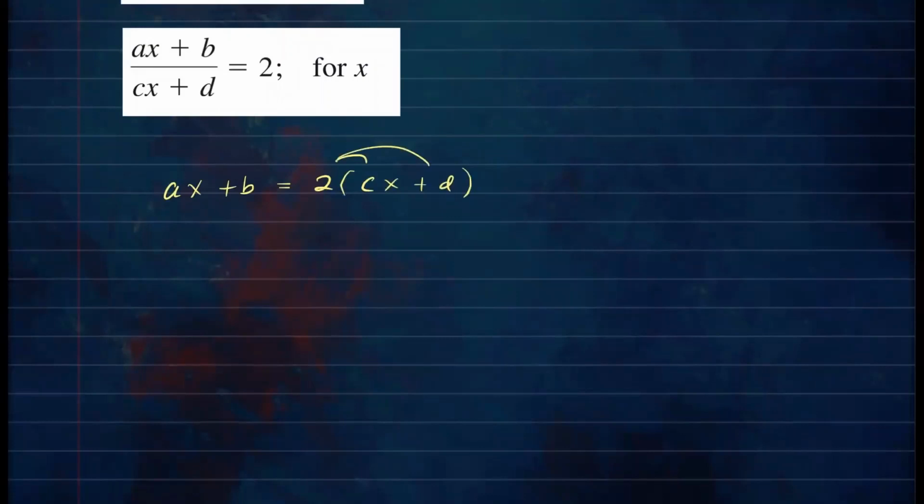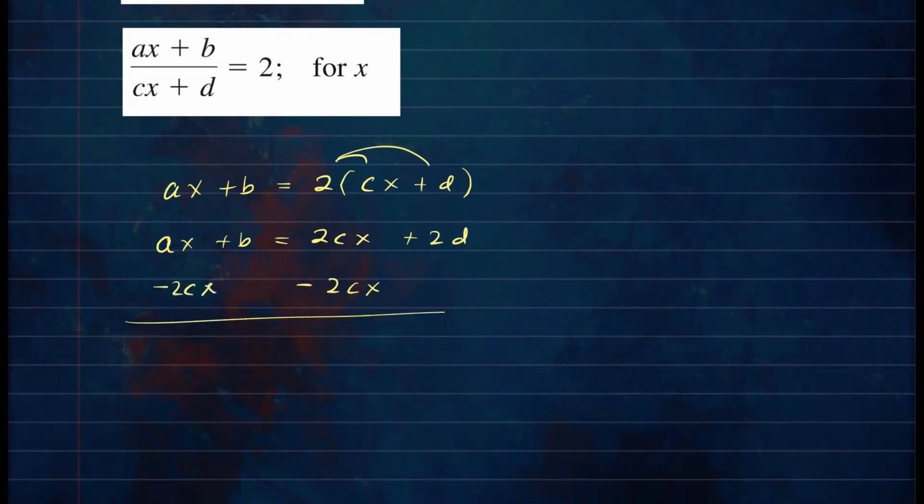And then here I can distribute so I can isolate the x. You have on the left-hand side ax plus b is equal to 2cx plus 2d. Now I see x appears here and here. Let's put them together on the same side. So I'm going to try to arrange x terms to be on the left side. So I will subtract 2cx from both sides. So that leaves me with ax minus 2cx plus b is equal to 2 times d.